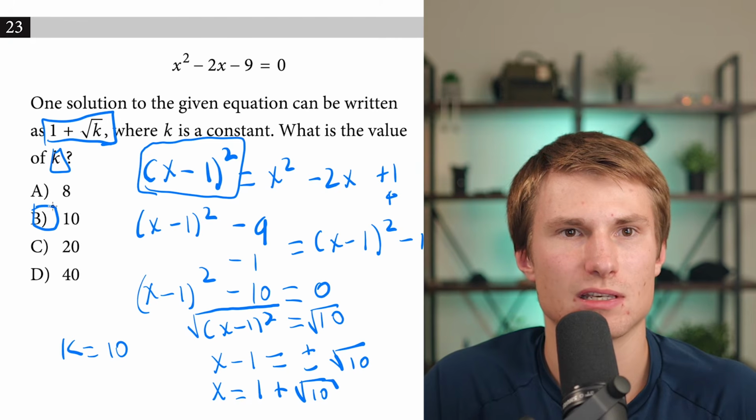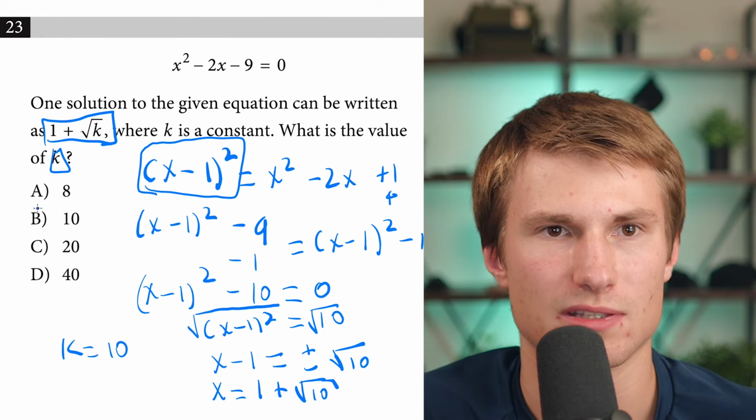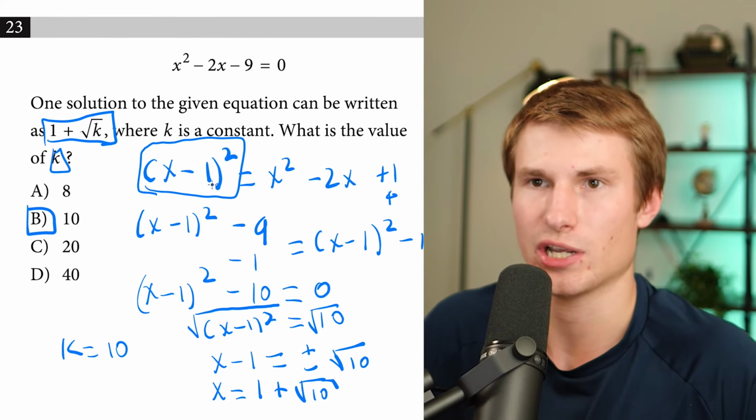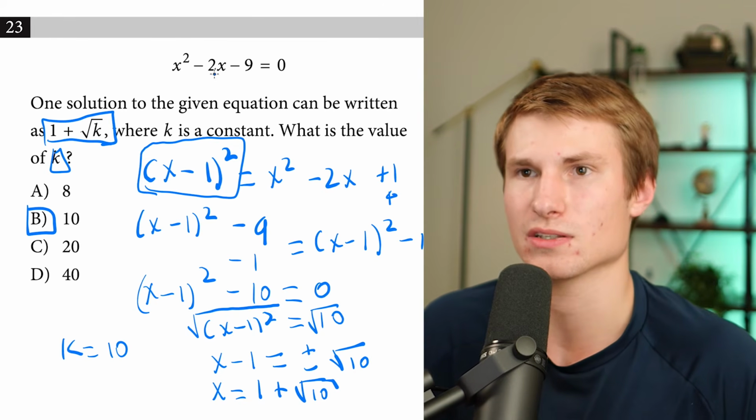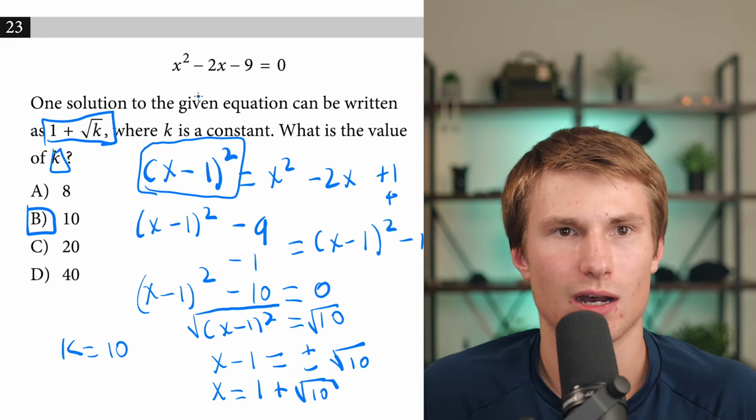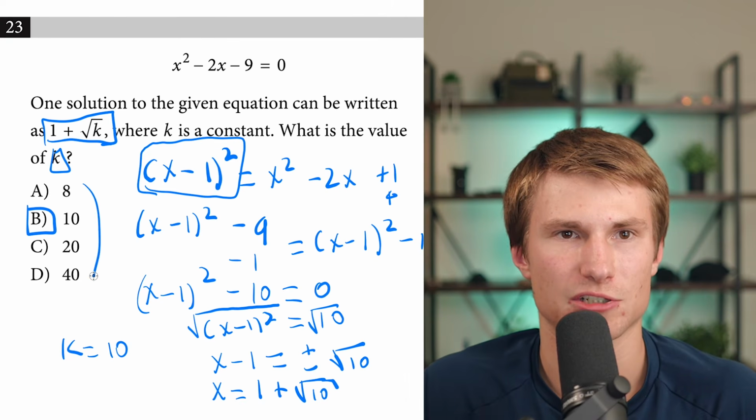Let me see if there's actually a way to do this easier with Desmos, because obviously this is a lot of work and there's a decent chance of making mistakes. So let me try to think if there's a way you can finesse this with Desmos. And I think there definitely is, because this is multiple choice.